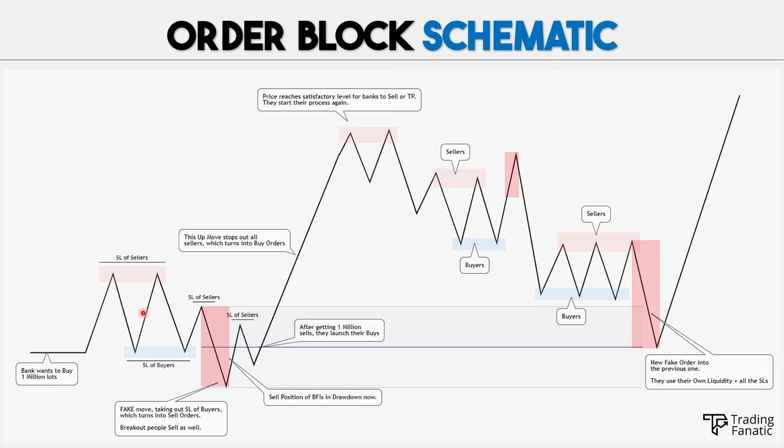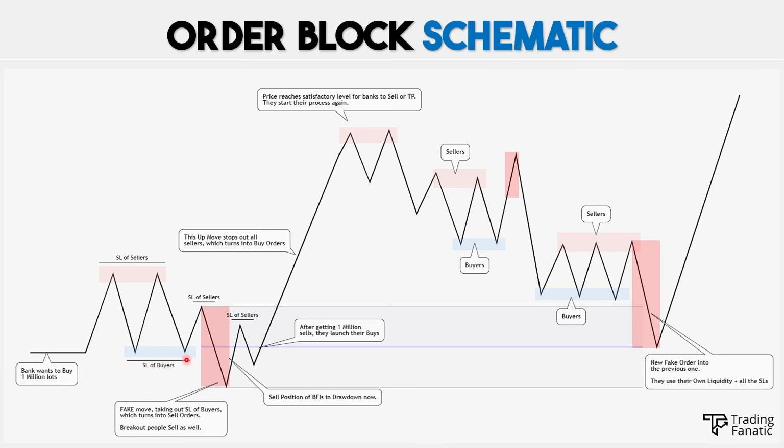So what they start doing is they start generating some patterns. Double top here, sellers are entering, they're having their stop loss above. Double bottom here, buyers are entering, they're having their stop loss below here. And then before they actually are ready to make the move, they're going to make that fake move down. It's usually a very aggressive sell like that. And guess what happens? The stop losses of buyers here are being taken out.